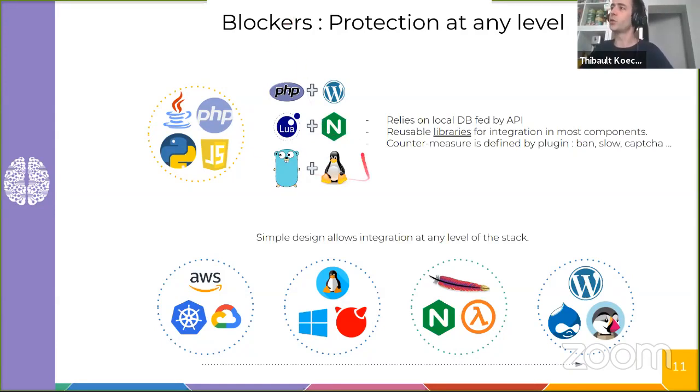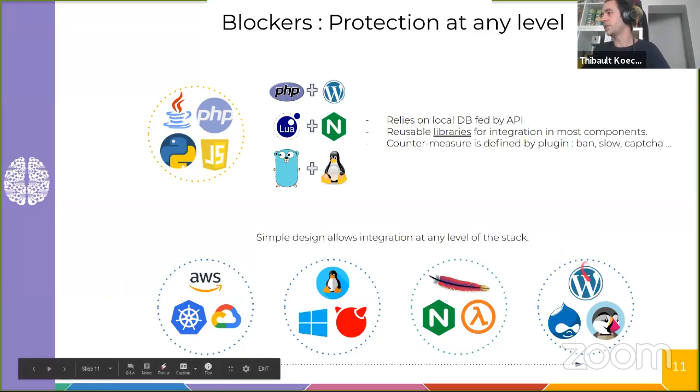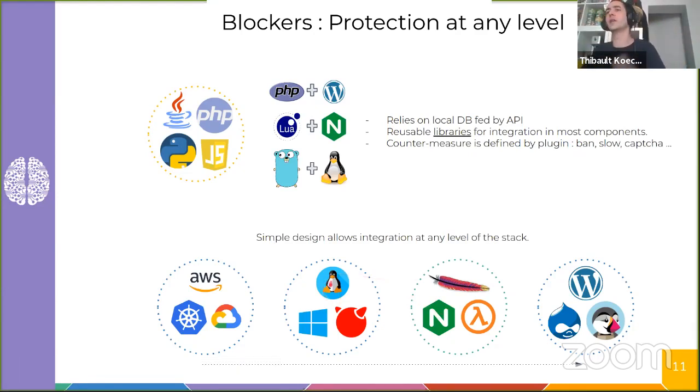So the idea is that these blockers are rather simple to implement. You query a database or an API and you decide to act or not, so that we can use them at various levels of the stack. Either at the applicative level with something like a WordPress plugin, or at the infrastructure level with Nginx, where you can protect your developers without them even being aware, or even blocking at the firewall level.